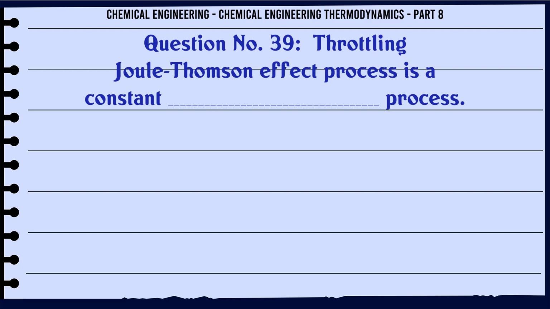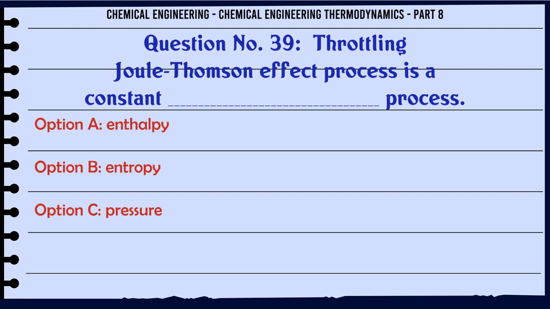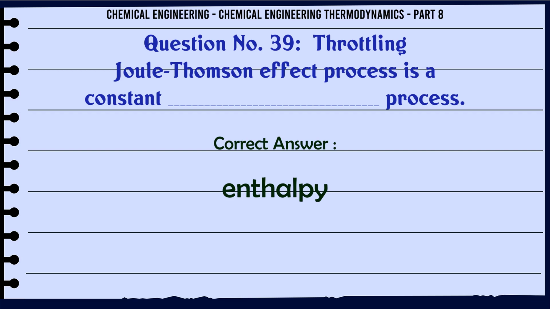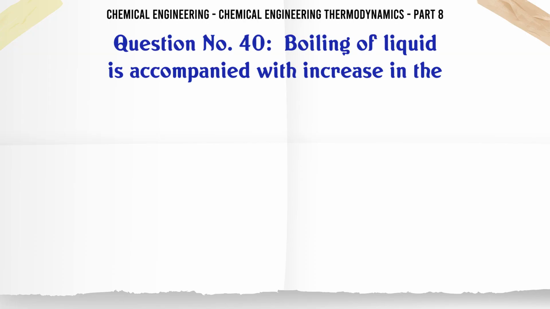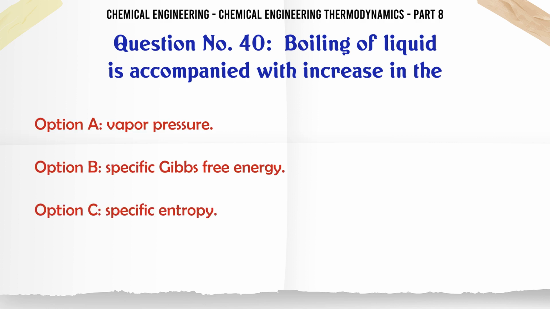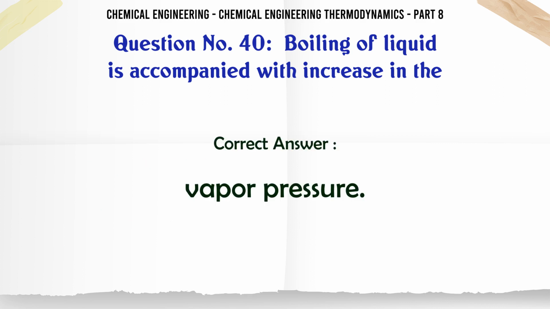Throttling (Joule Thomson effect) process is a constant process: A. enthalpy, B. entropy, C. pressure, D. none of these. The correct answer is enthalpy. Boiling of liquid is accompanied with increase in the: A. vapor pressure, B. specific Gibbs free energy, C. specific entropy, D. all A, B and C. The correct answer is vapor pressure.